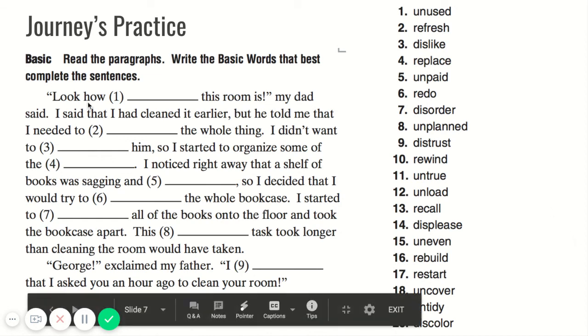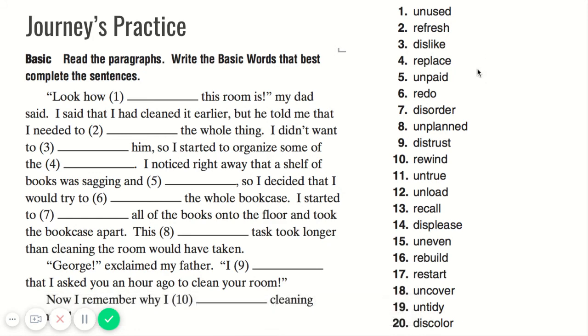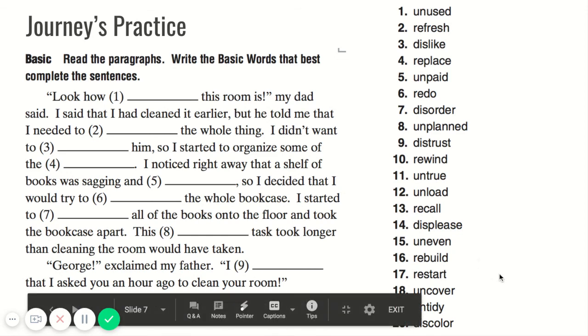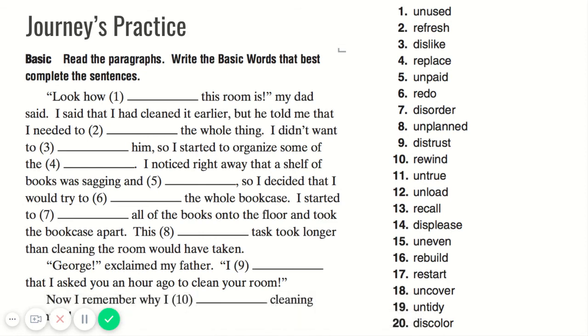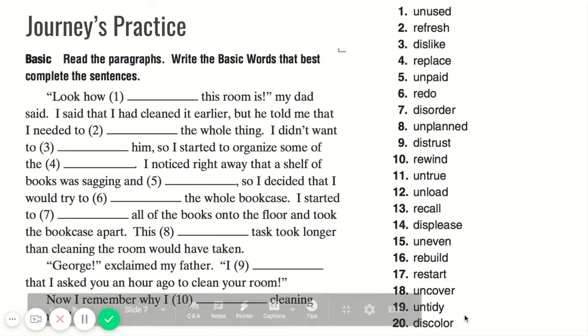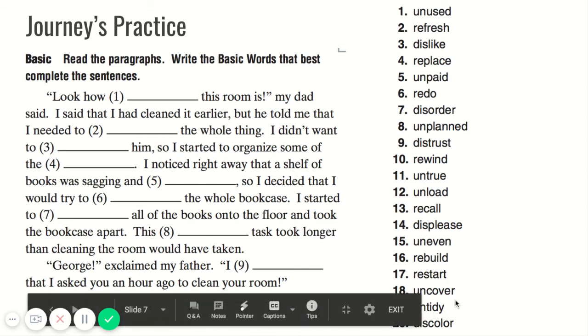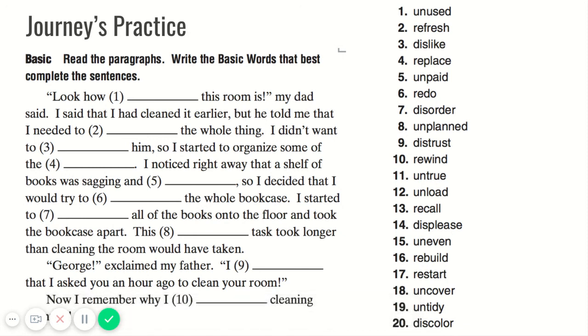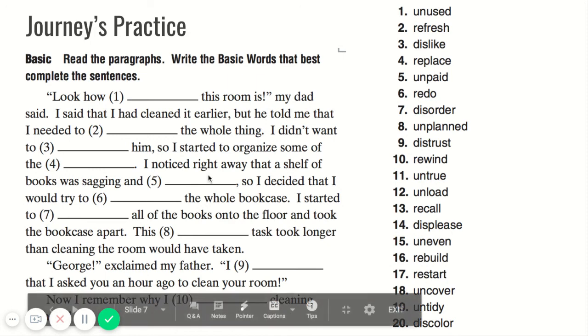So if I look at the top, look how this room is. Which word might I use if he's asking his kid to clean the room? It is probably untidy. Tidy means that it's orderly and everything is in its place. If it's untidy, I know that means not, so I'm going to say not tidy. So untidy would go in this first space here.